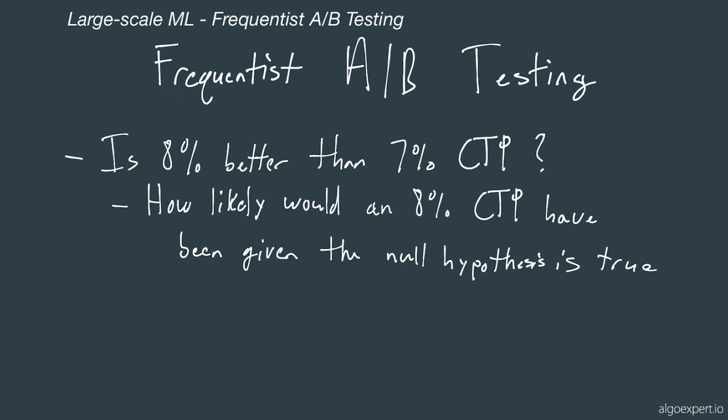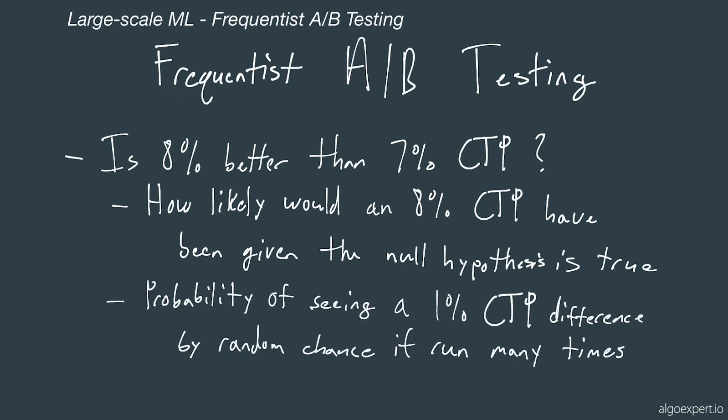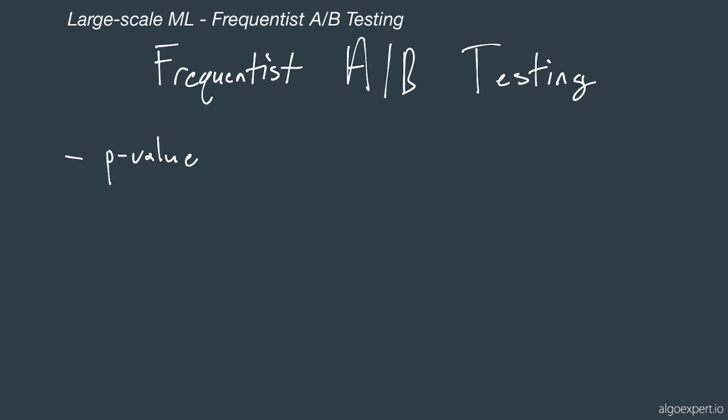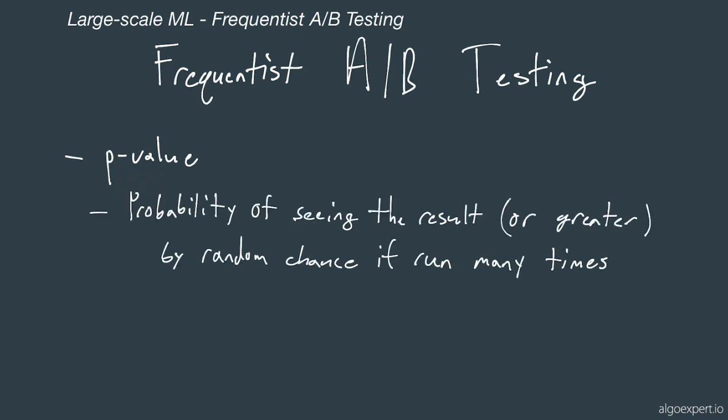In the frequentist world, we answer this question by finding the probability of seeing that 1% click-through probability difference, here between 7 and 8, by random chance if we were to run the experiment many times. And we use a p-value to answer this question for us. The p-value is the probability of seeing the result, or a more extreme result, in this case a greater result than that 1% difference, by random chance if we were to run the experiment many times.